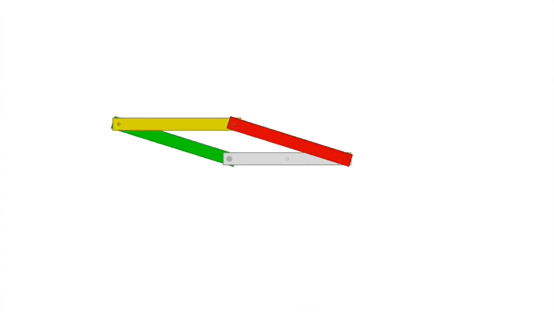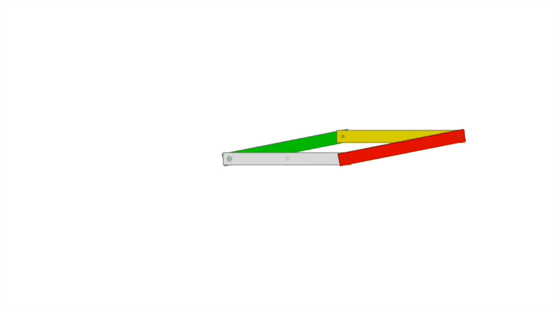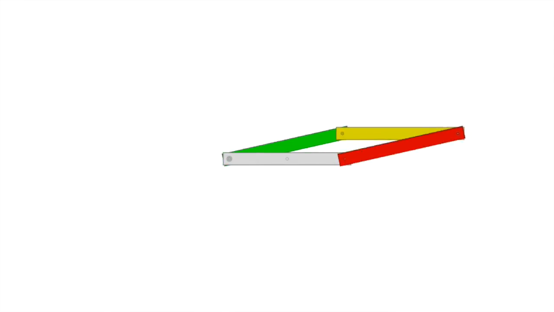The force that the coupler is applying can be broken into tangential and radial components. And the radial component doesn't do anything to rotate the output link. It's only the tangential component that does that. So at 90 degrees, 100% of that force would contribute to rotation of the output link.